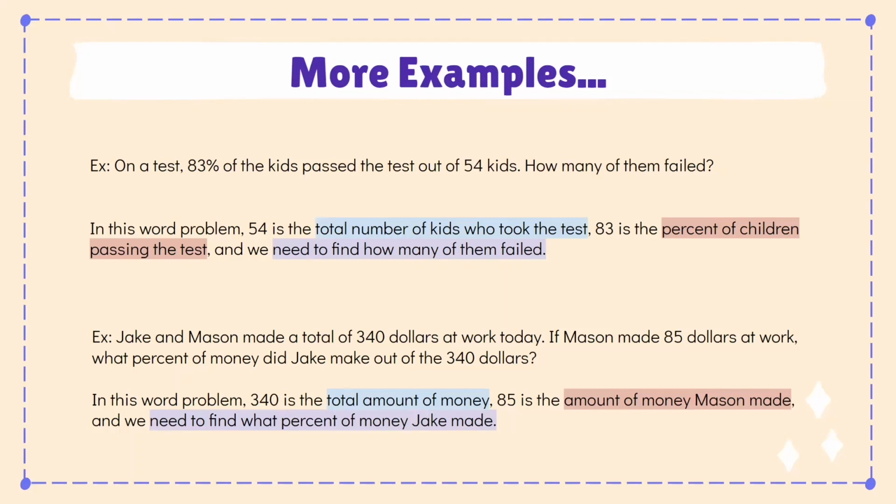Another word problem could be, Jake and Mason made a total of $340 at work today. If Mason made $85 at work, what percent of money did Jake make out of $340? In this word problem, 340 is the total amount of money, and 85 is the amount of money Mason made. And what we need to find is what percent of money did Jake make?